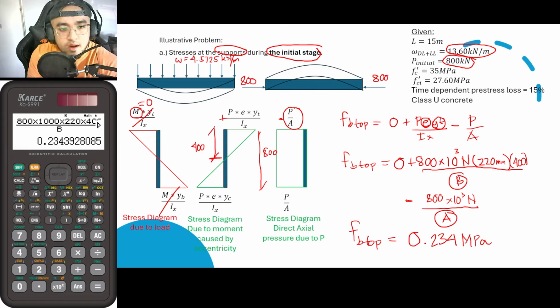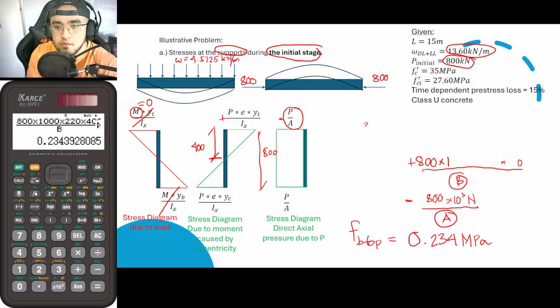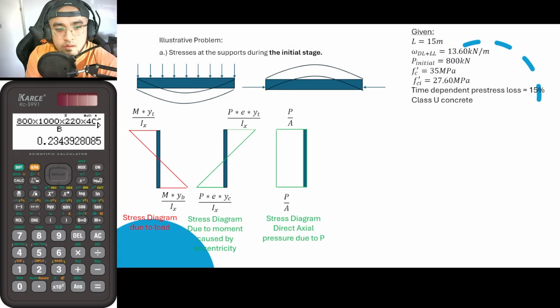Let me erase everything and write the answer at the top in order for us to have space. So again, FB top is equal to 0.234 megapascal. So what about FB bottom?